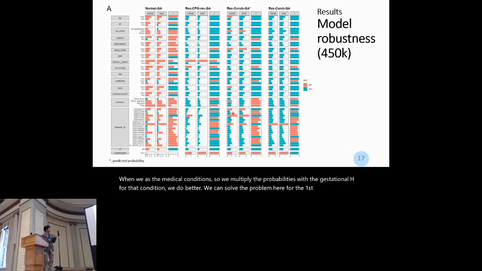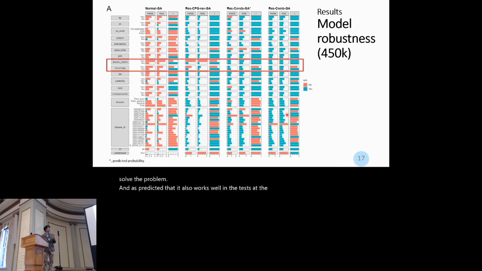But we still have a problem, like some data is still lost here. So I predict that probably the test set will not go well if we just use this one. So we combine that and we can solve almost all of the problems. And as predicted, it also works well in the independent test set data.